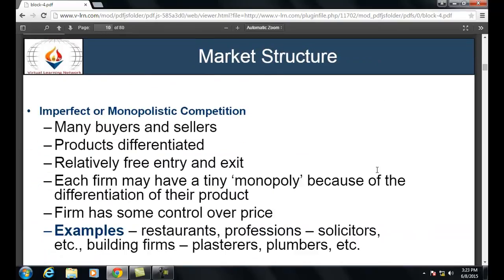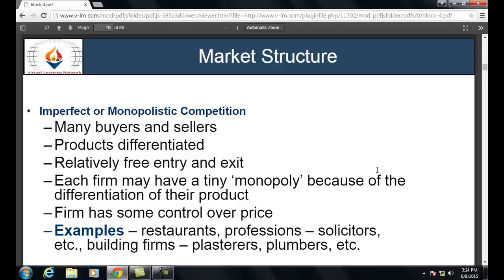Imperfect market, or a market which is not perfect, where the product is heterogeneous. Characteristics of imperfect market: many buyers and sellers are available. Product is differentiated, that means different products are available in the market and buyers are free to pick and choose the desired product. Relatively free entry and exit. Each firm may have a tiny monopoly because of the differentiation of their product. The firm has some control over price.